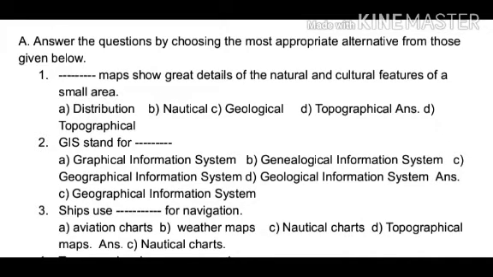Third, ships use dash for navigation. Options A. Aviation charts. Option B. Weather maps. Option C. Nautical charts. Option D. Topographical maps. Answer option C. Nautical charts.